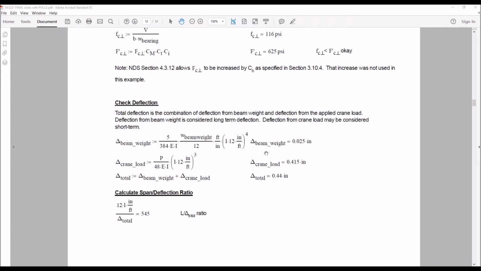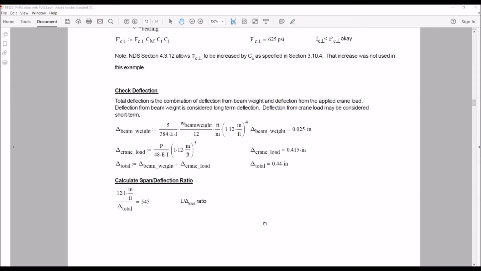So we can calculate a deflection due to self-weight. We can calculate a deflection due to the crane load. Again, that was a point load at midspan, so the deflection due to that is based on the equation P times L cubed over 48 EI. You'll see that again here, P times L cubed over 48 EI. Then our total deflection is just those two values summed, and we can calculate the span to deflection ratio and determine if it's within our acceptable limits.